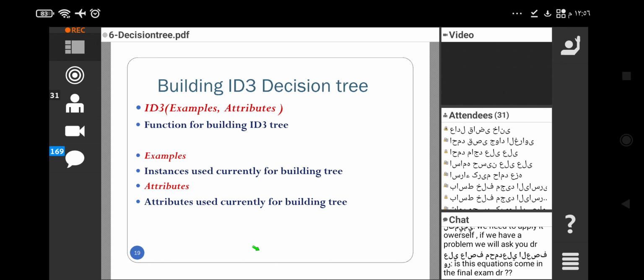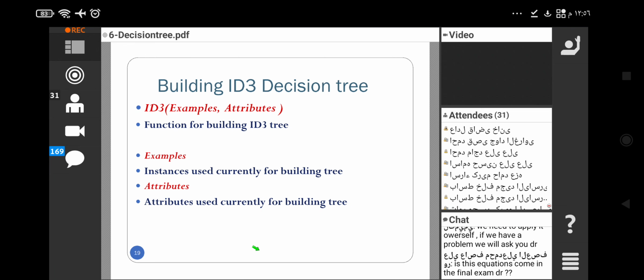Okay, the next subject is about building the decision tree. I will talk about it in the next sessions.